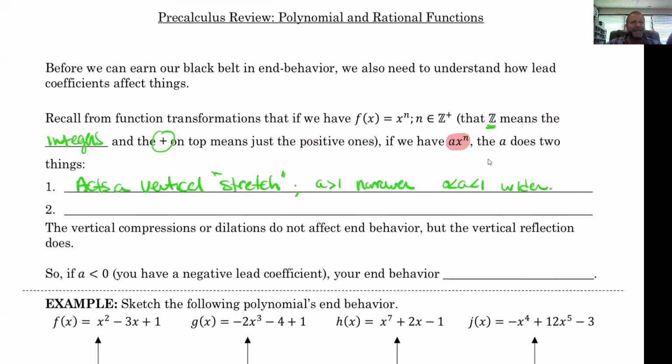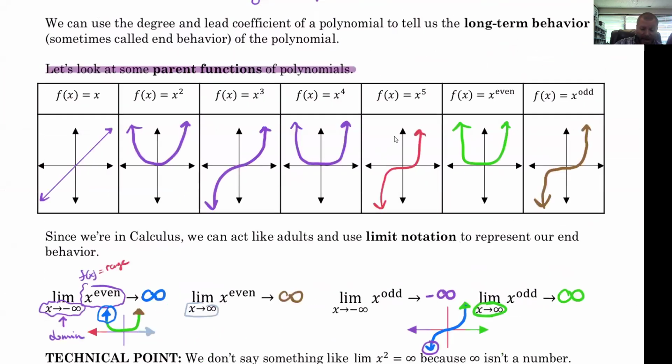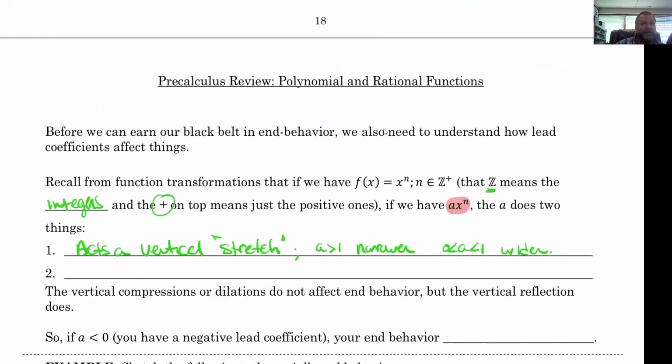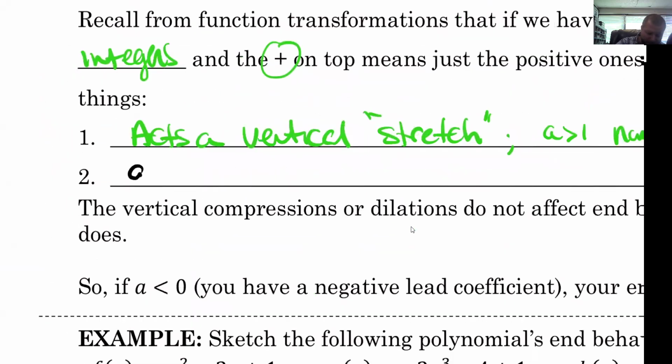Notice that if I make my function wider or narrower, none of these things are going to change the end behavior. If I multiply this by 7,000, it's just going to increase faster. It's still going to go off towards infinity as x gets bigger in the negative direction and also bigger in the positive direction. So the pure number, the absolute value of a, doesn't affect the end behavior at all. However, the other thing that a did: if a is negative, if a is less than 0, it functions as a vertical reflection.